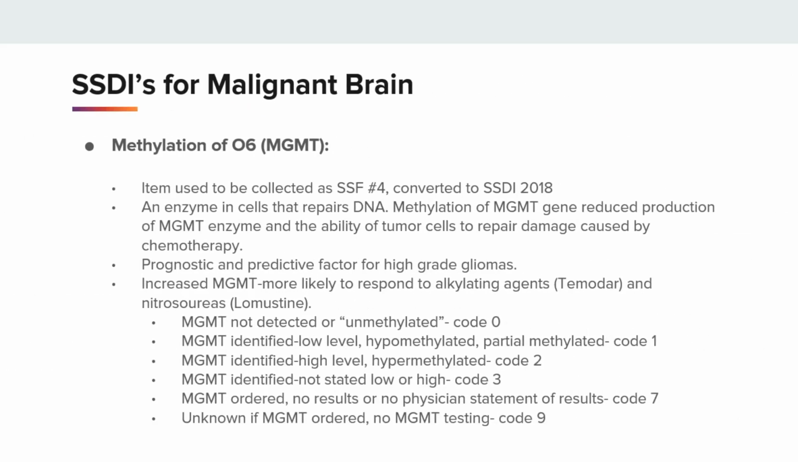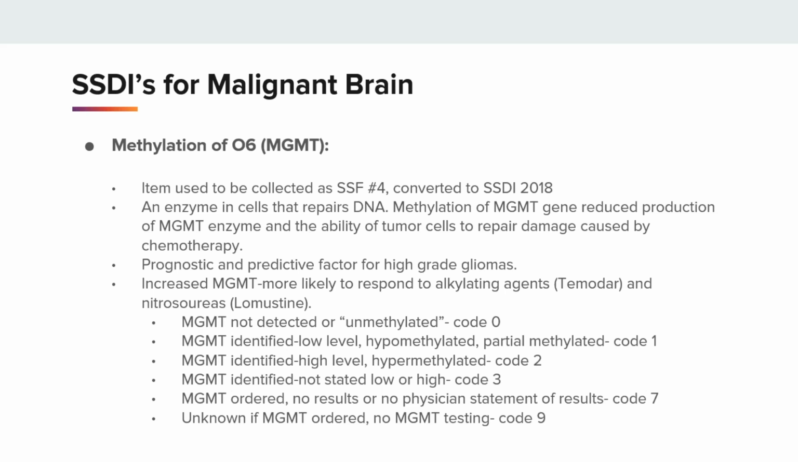Then we have the MGMT. This used to be collected as site-specific 4, and now it's the SSDI 2018. It is an enzyme in cells that repairs the DNA. Methylation of the MGMT gene reduces production of the MGMT enzyme, and the ability of tumor cells to repair damage caused by chemotherapy. It is a prognostic and predictive factor for high-grade gliomas. And then if there's an increased MGMT, it is more likely to respond to alkylating agents like Temodar and lomustine.